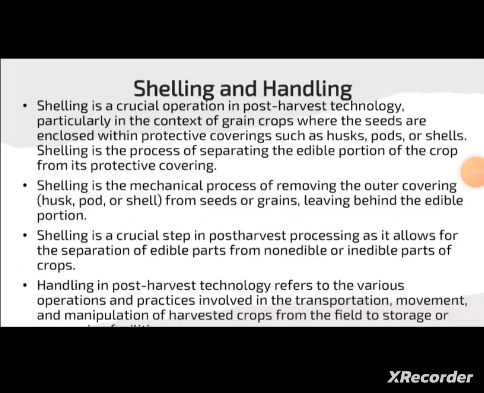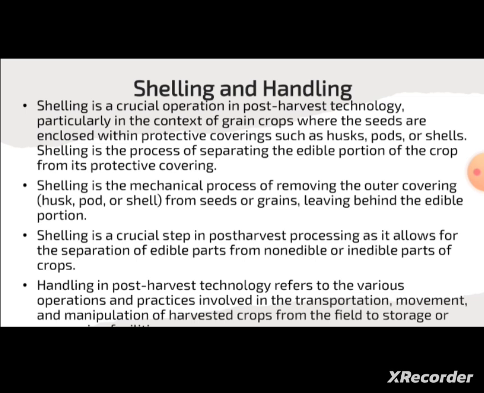In this session, we will see about shelling and handling. Shelling is a crucial operation in post-harvest technology, particularly in the context of grain crops, where the seeds are enclosed within a protective covering such as husks, pods, or shells. Shelling is the mechanical process of removing the outer covering from seeds or grains, leaving behind the edible portion.